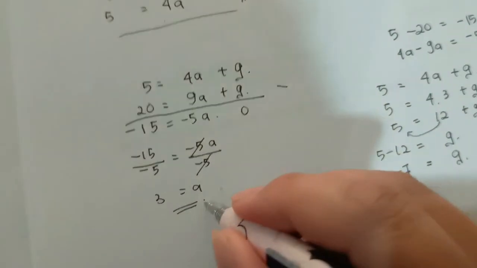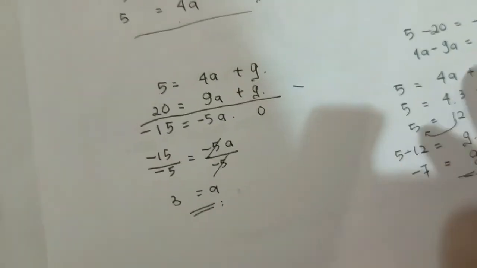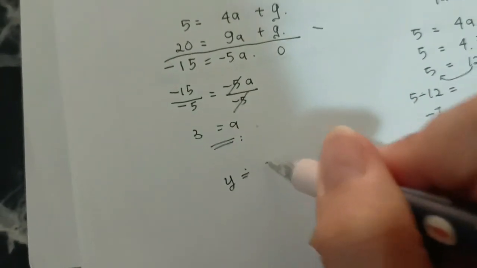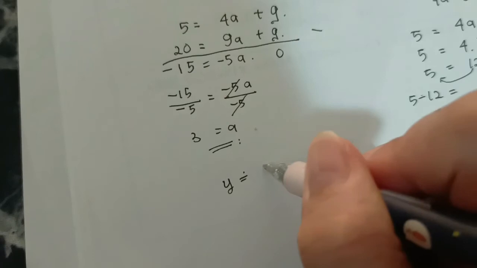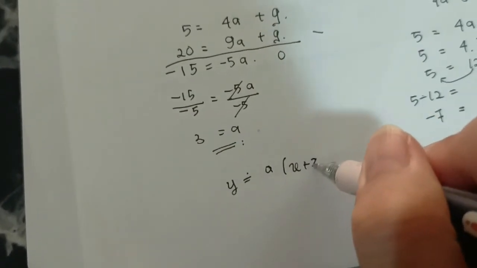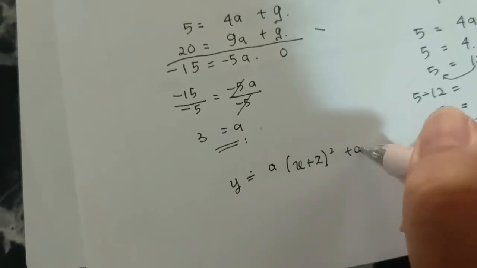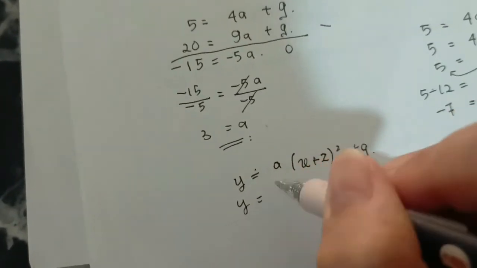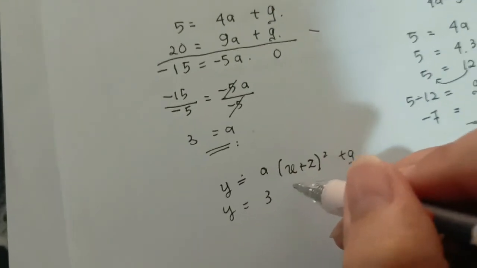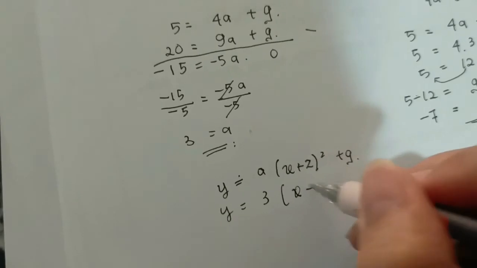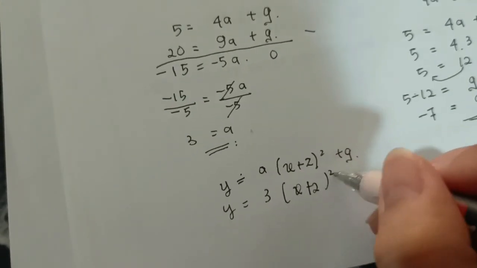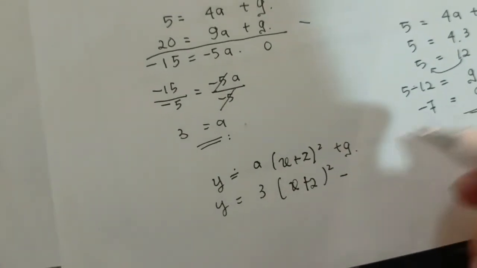So we have the a, we have the q. So what is the result? y equals a(x + 2)² + q. Now we are trying to put in all the values. The a is 3, in the bracket (x + 2) quadrat, minus 7.